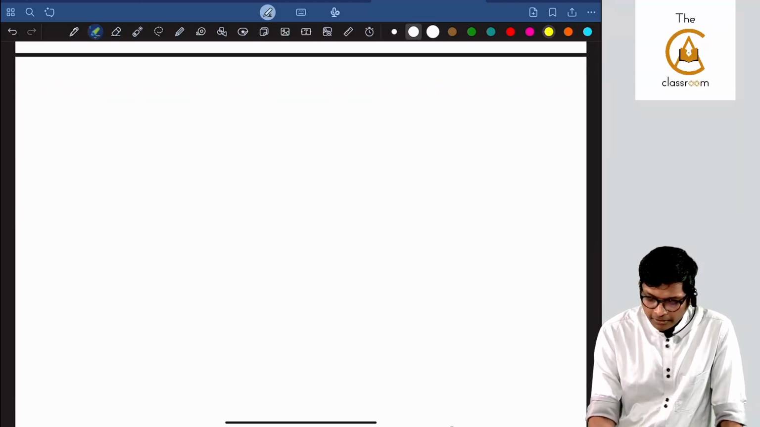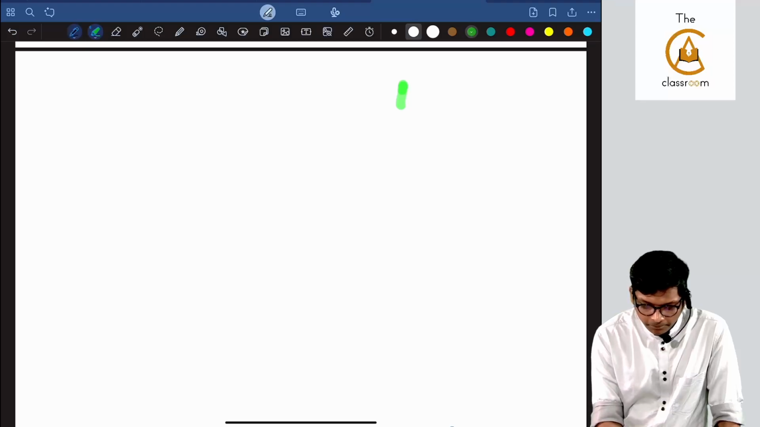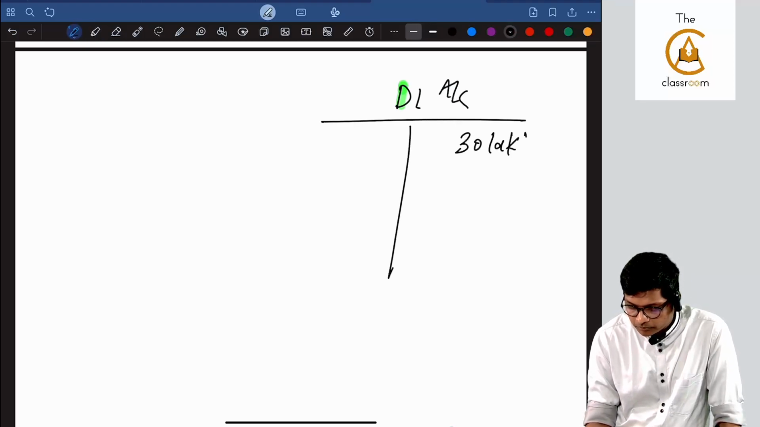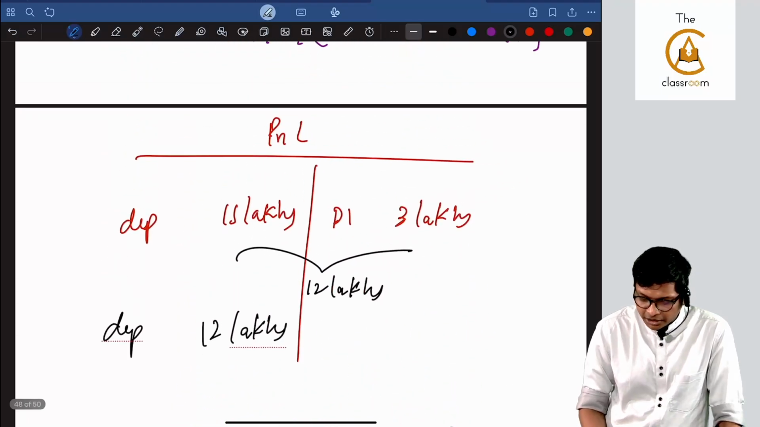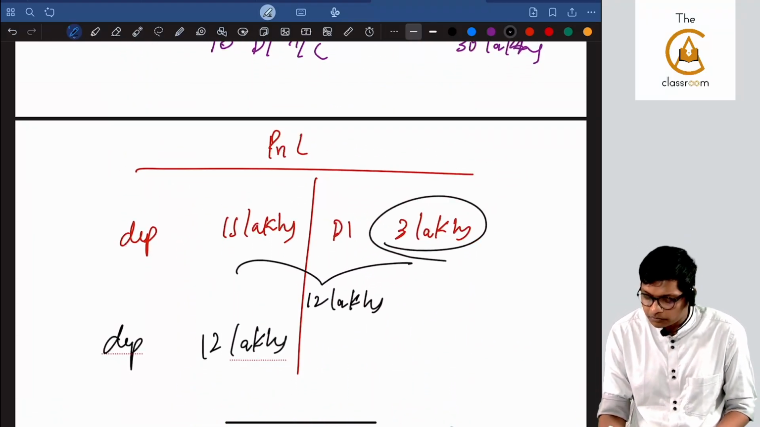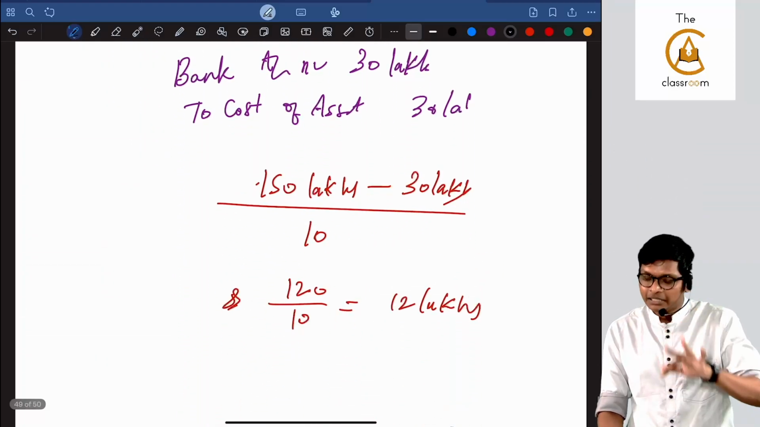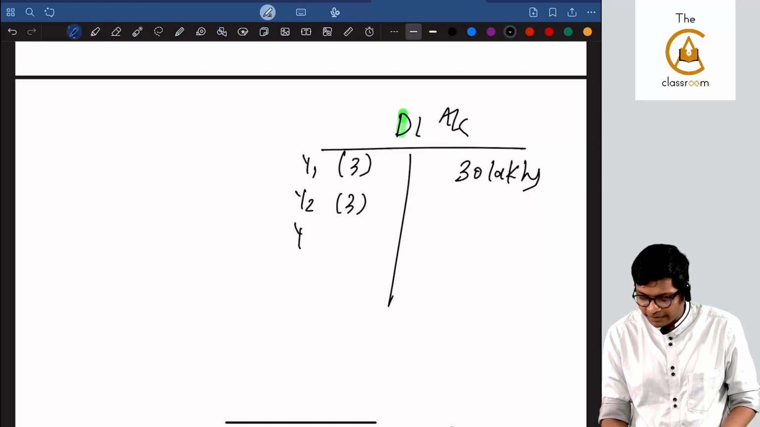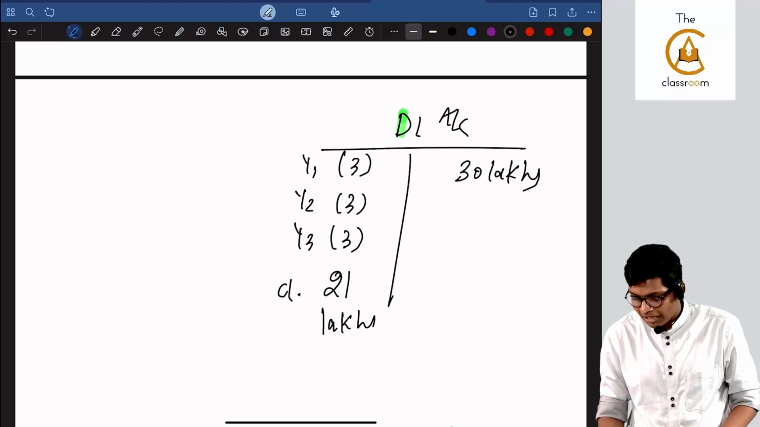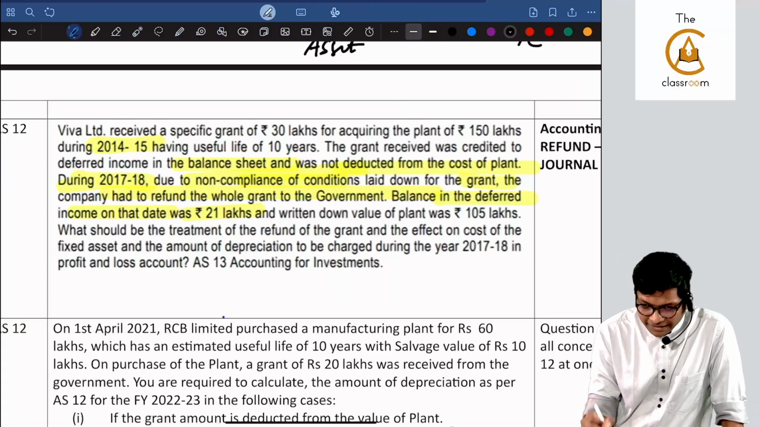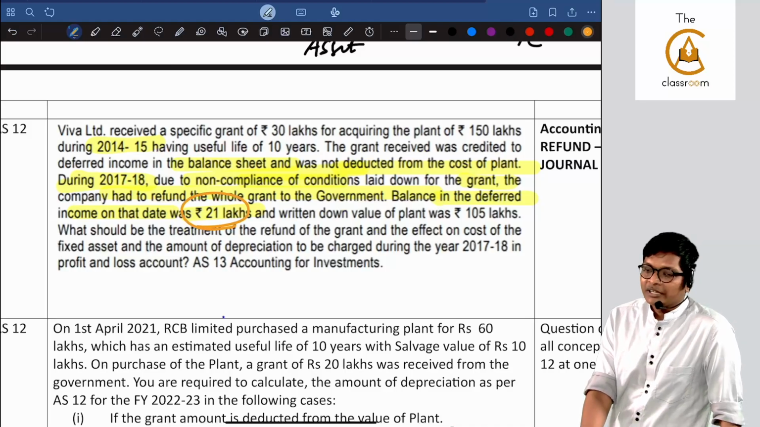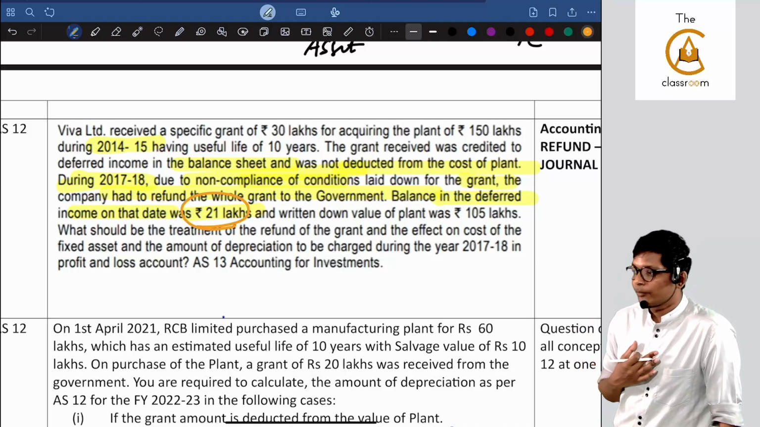Look at this. When I received the grant, my deferred income account, I credited with how much, guys? 30 lakhs. Each year you are transferring to P&L how much, guys? How many years are over in my computation? 3 years. So if 3 years are over, first year 3 lakhs is debited, second year 3 lakhs debited, third year 3 lakhs debited. Therefore my closing balance will be. Are you following, guys? That only they have given. I'm just showing you simply. Balance is how much? 21 lakhs. Suppose they don't give, you should know how to compute 21 lakhs.